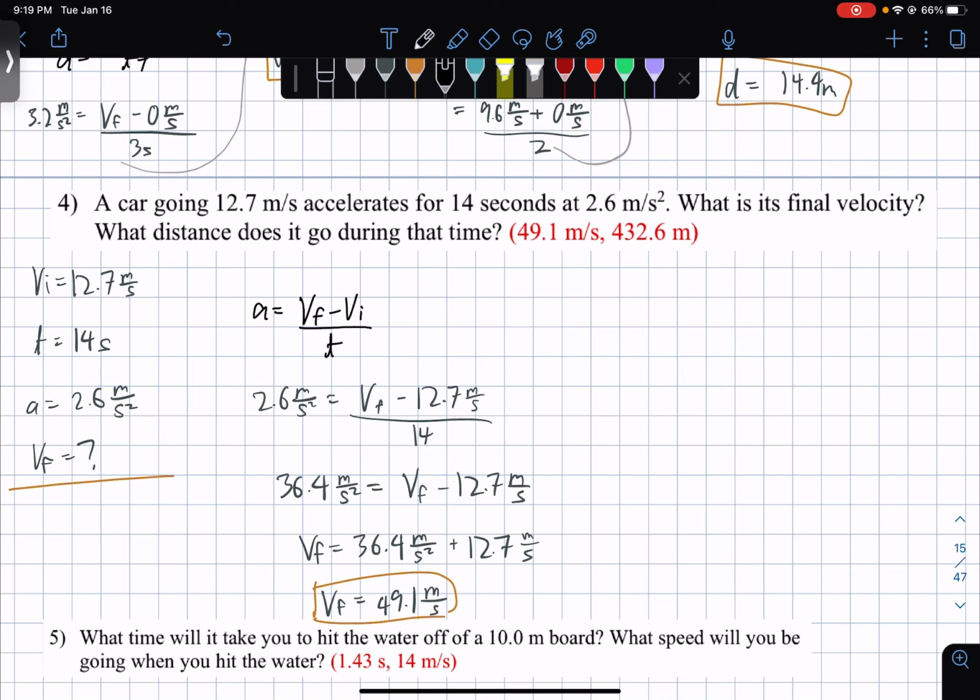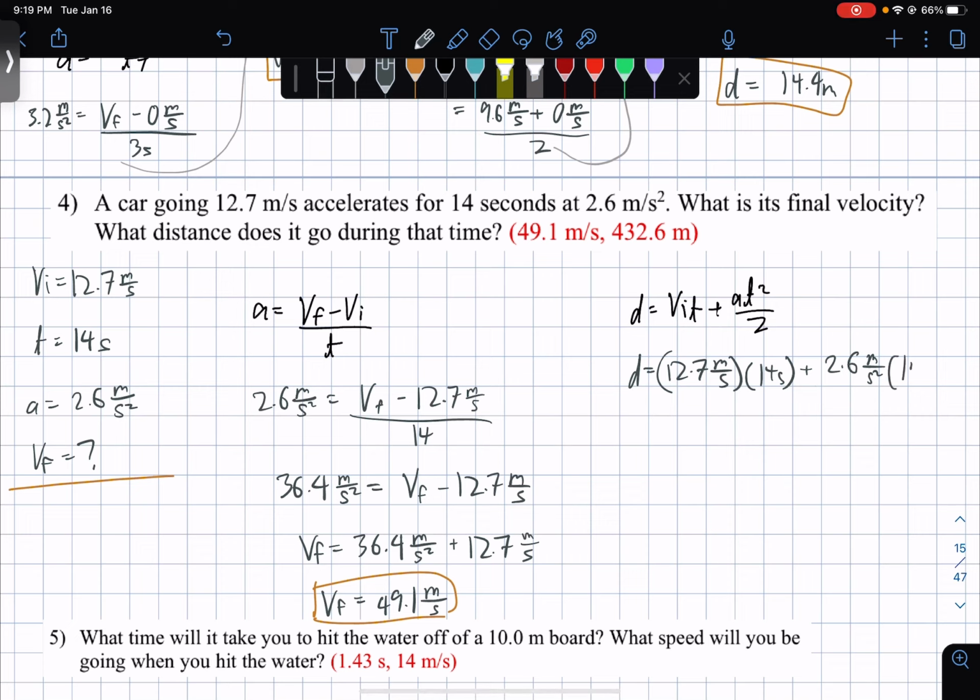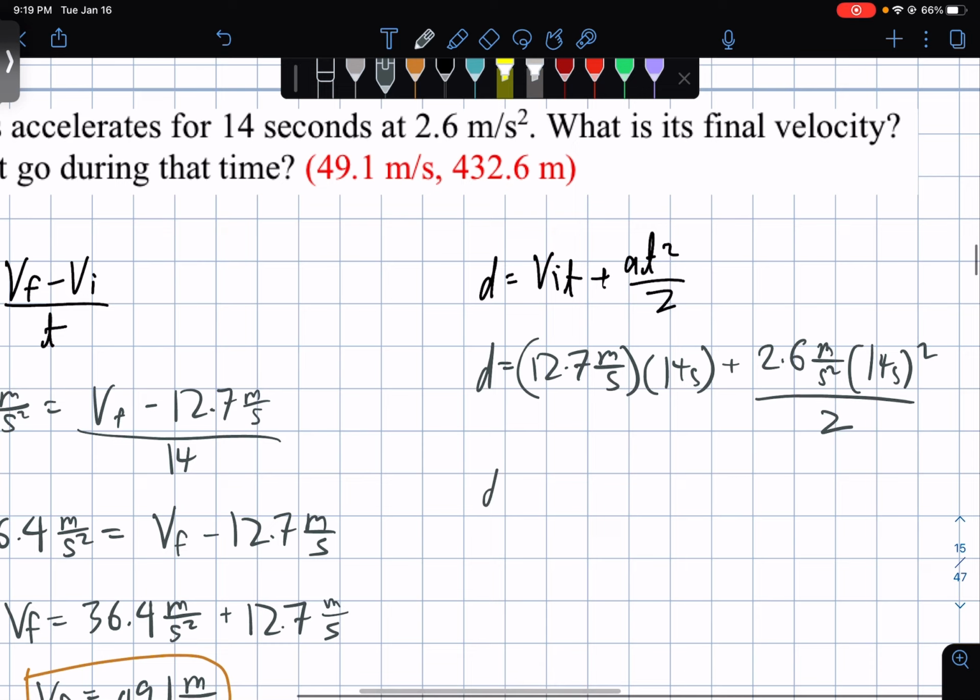Anyways, let's solve for the distance. To play it safe, let's use the VIT thingy. So distance is equal to Vi. Vi is 12.7 meters per second. Time is 14 seconds. Acceleration is 2.6 meters per second squared times the time, which is 14 seconds squared, divided by 2. Solve.